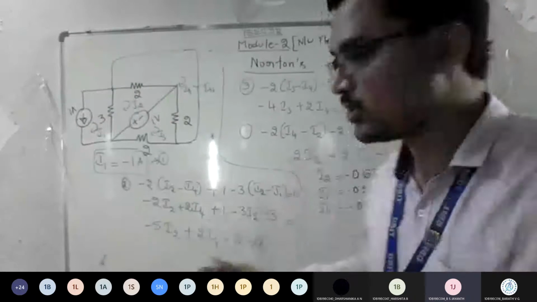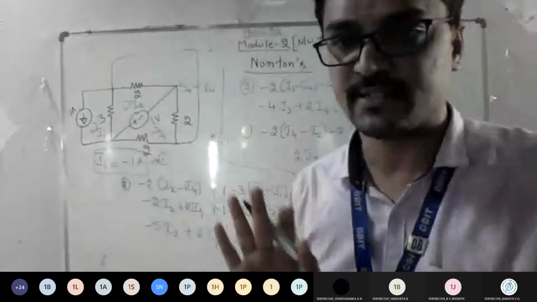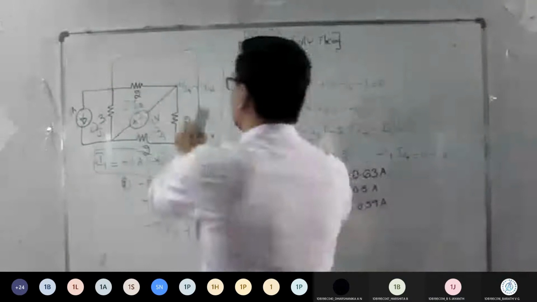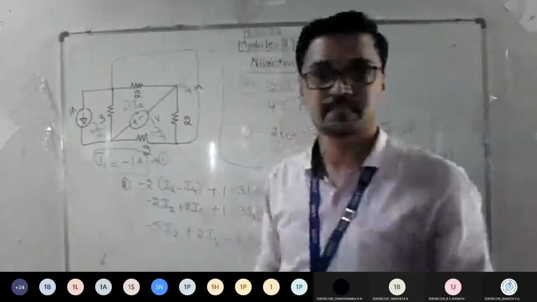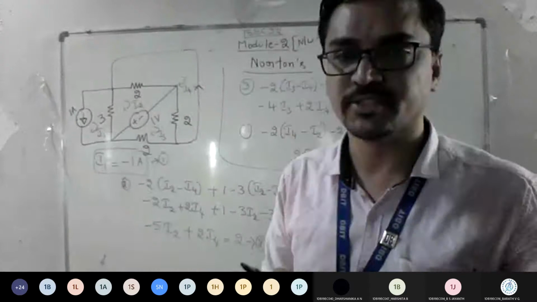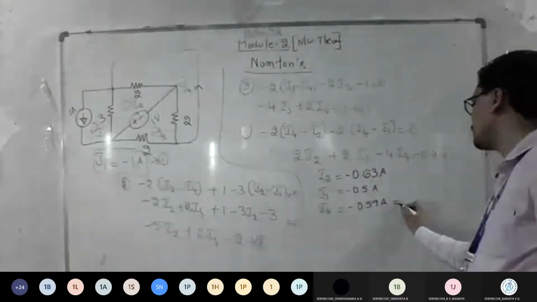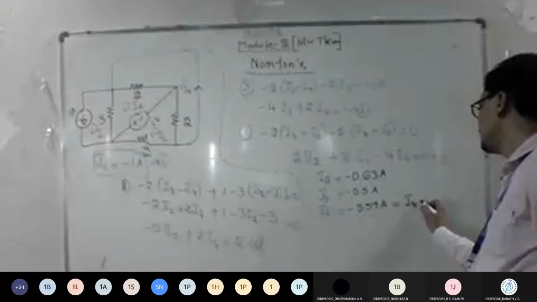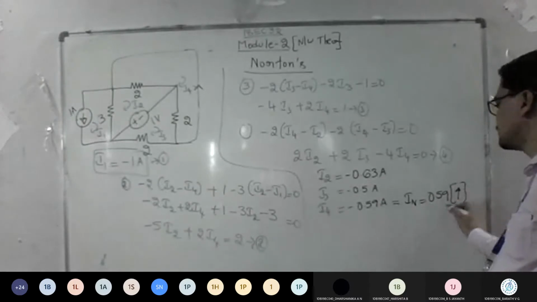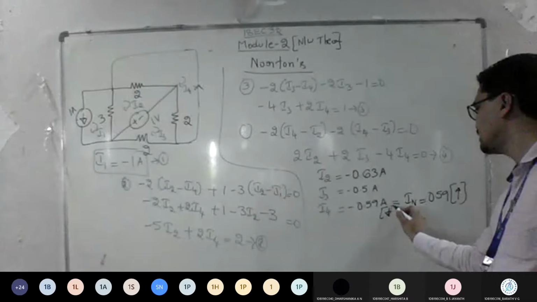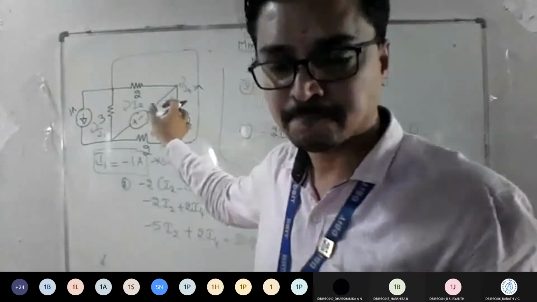Yes, sir. See, you got a negative answer. It means the assumption we have made should be reversed. That's it. It means what we took as downwards should be taken as upwards. Understood? So the value is positive only. From this I can conclude I4 is nothing but IN, that is 0.59, and the direction should be opposite. You got downwards here, so instead it should be upwards. Got the logic here?